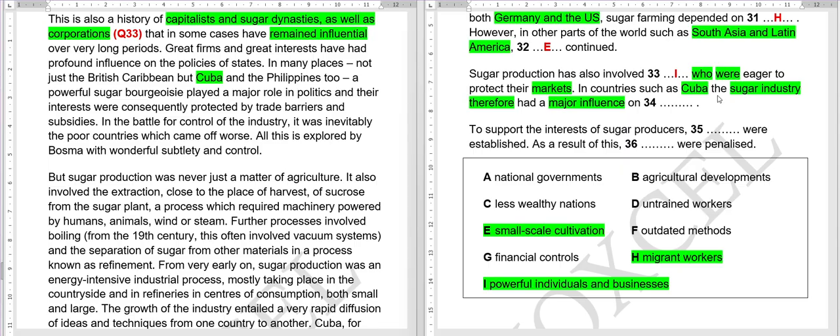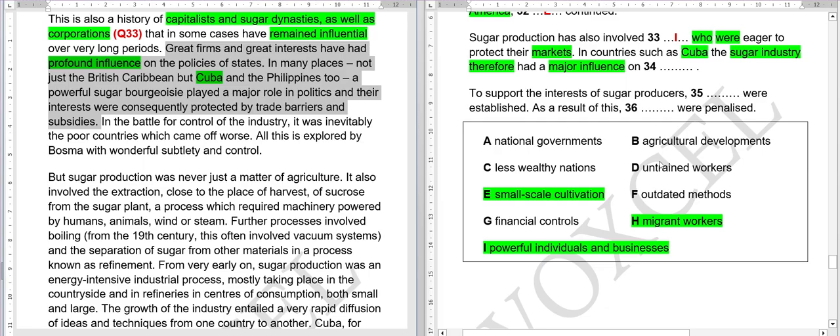Yeah. So we were trying to find sugar industry influence on. So great firms and great interest have had a profound influence on policies of state. So we're talking about the profound influence. So obviously our answer is in this particular part, because here they have written in many places, not just the Britain but Cuba, a powerful sugar bourgeois played a major role in politics, and their interests were consequently protected by trade barriers and subsidies. So they have explained what they mean by this. So from these two sentences we can find our answer easily, and for that you will have around 10 seconds. Tell me which option is our correct answer. The time starts now.